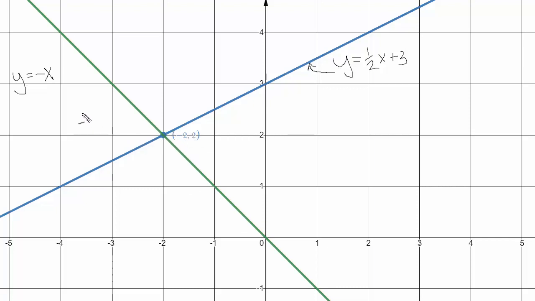Because we are now looking at two equations on the same graph, the blue line and this green line, that's a system. And this is an example of one solution to that system, because negative 2, 2 is the intersection point where these two lines meet. And they only meet one time. So this system has one solution.